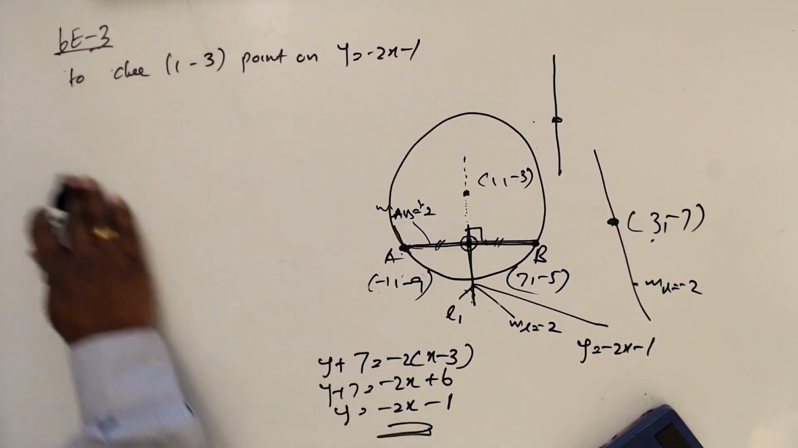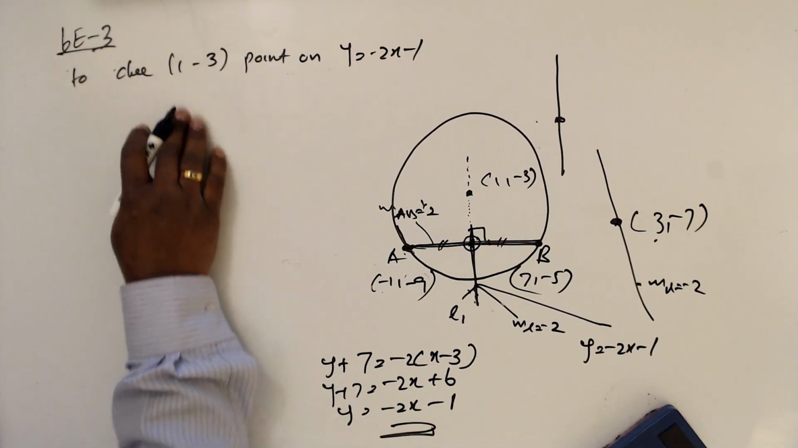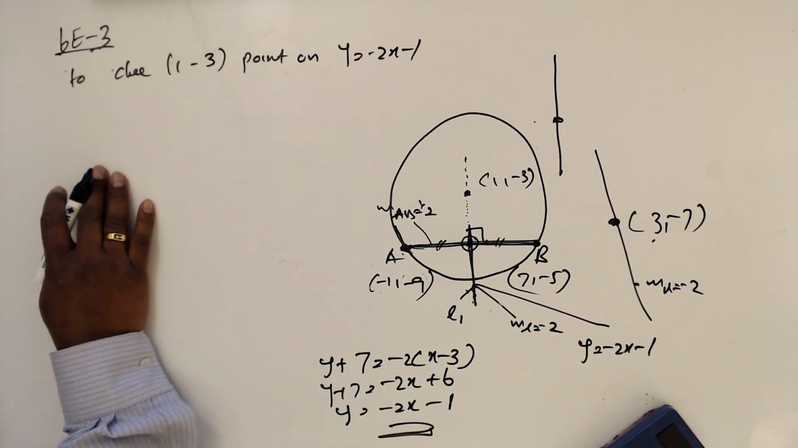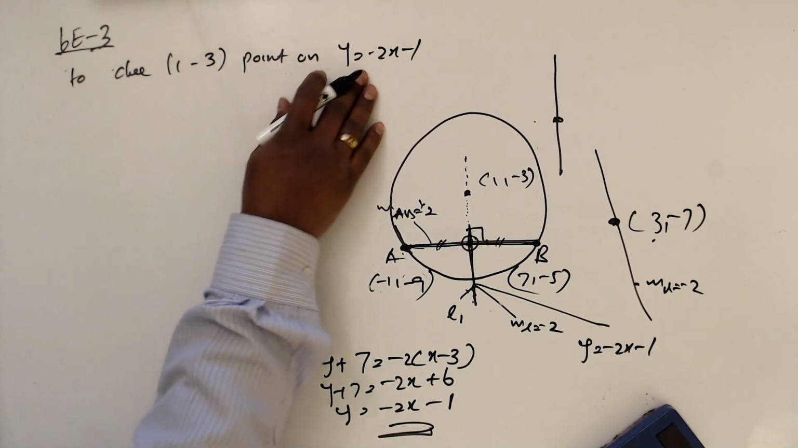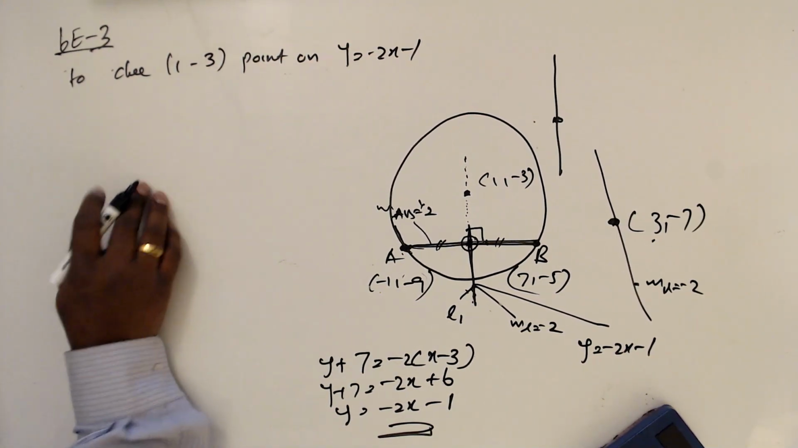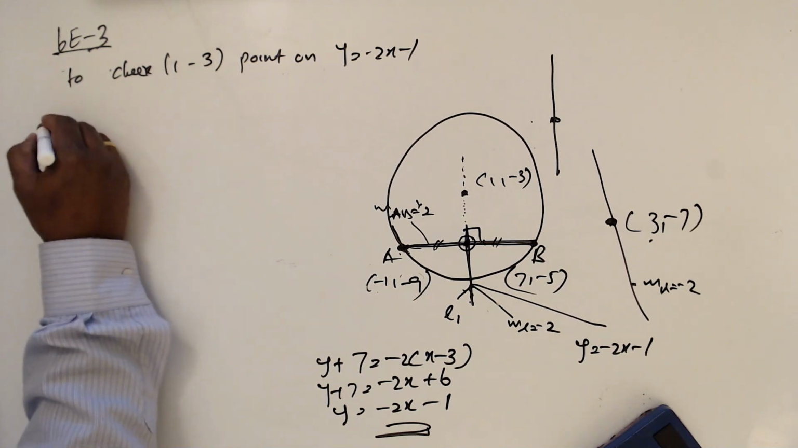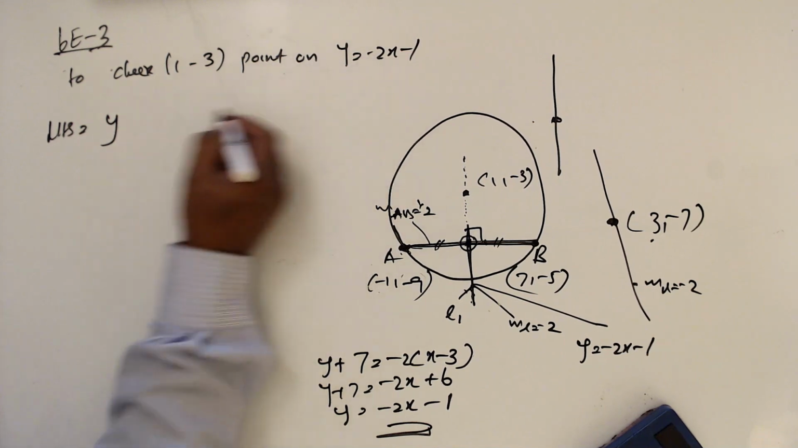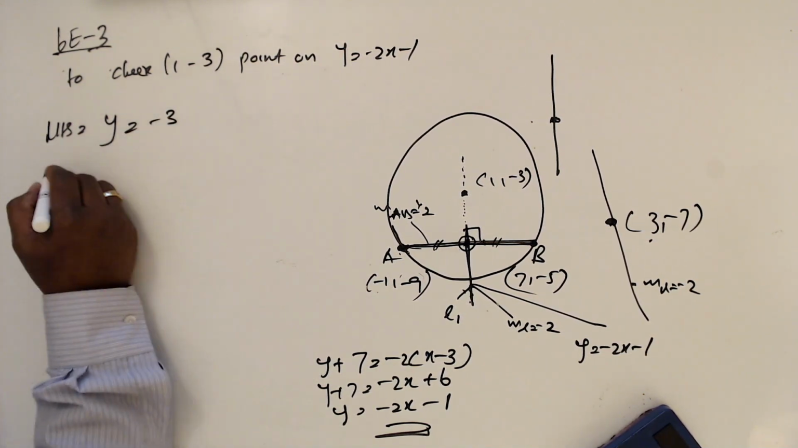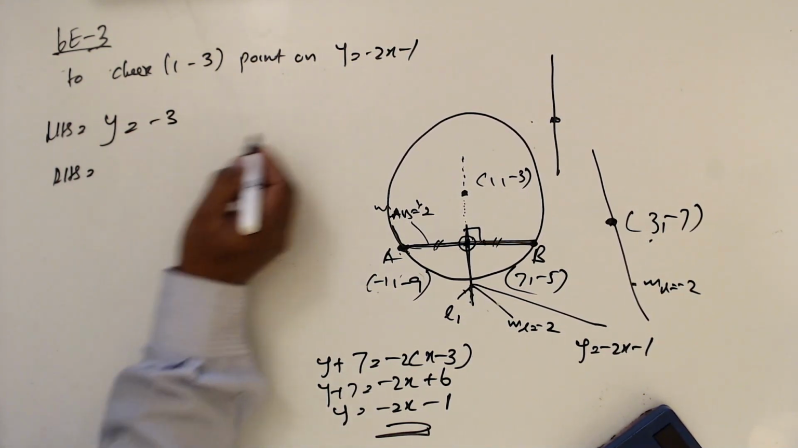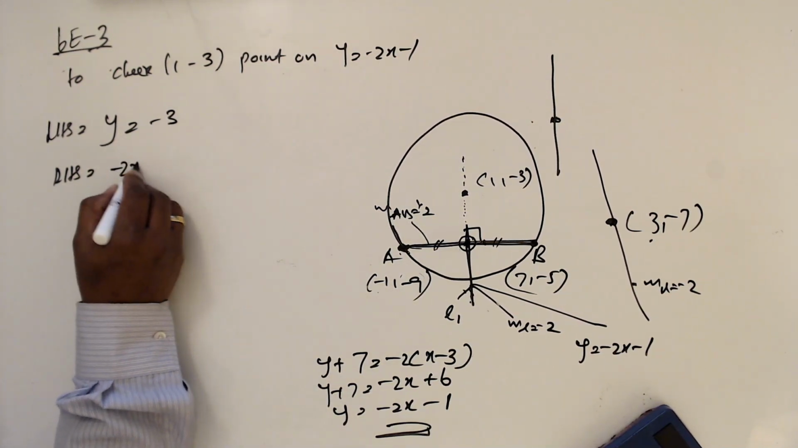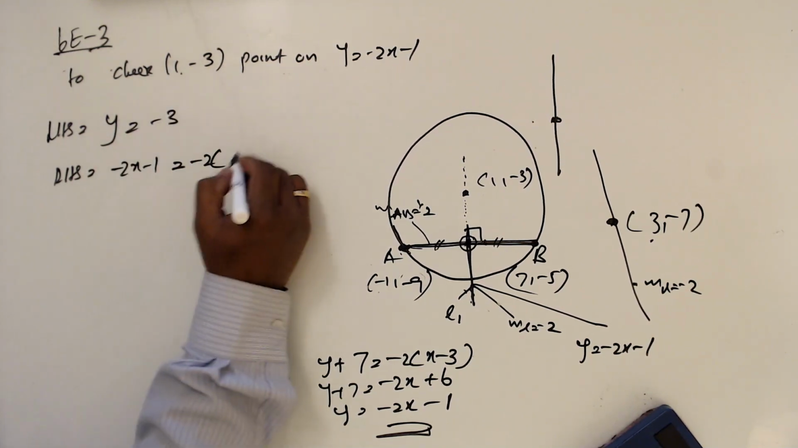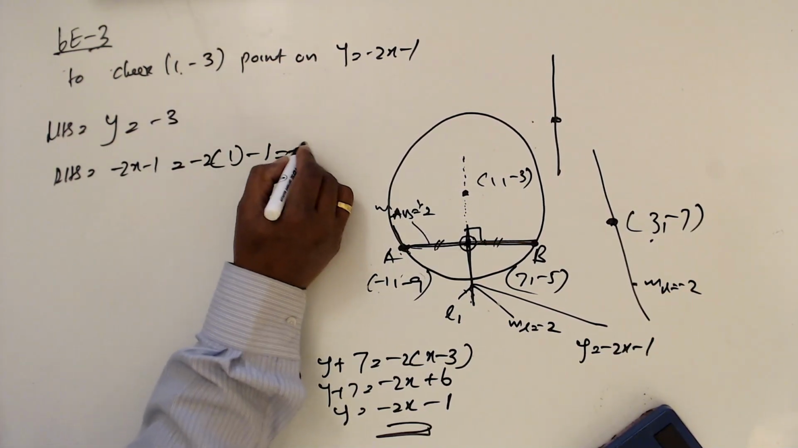Now there are no circle properties here. This is just a point and this is just an equation. I want to check that this point is on this line. To check, I will take LHS equal to y, the left hand side. What is the y value? Minus 3. RHS, right hand side, is -2x - 1. It means -2 times, what is the x? 1, minus 1, is -3.